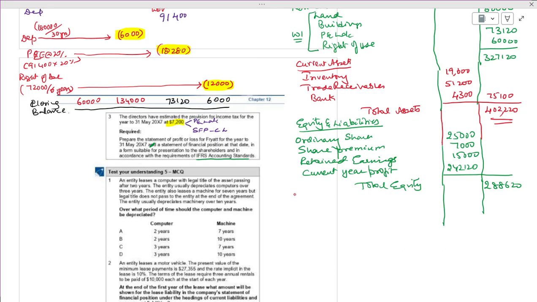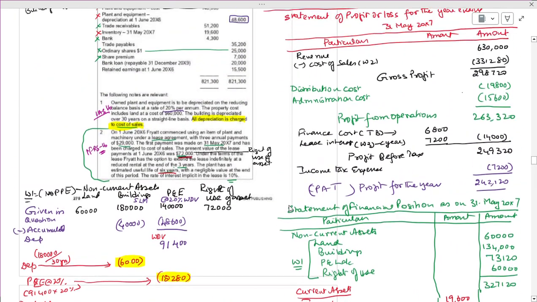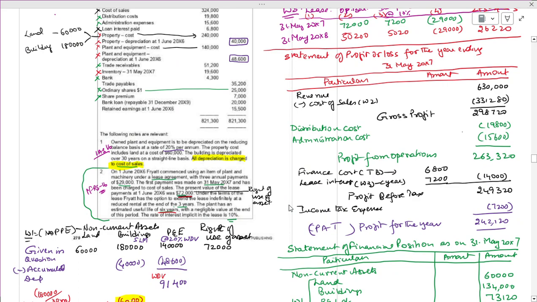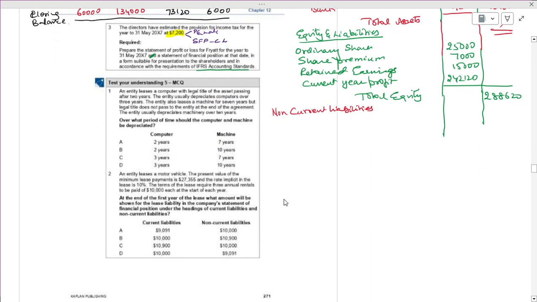Next, current liabilities and non-current liabilities. Here, be very careful. What we have done last time, you have to be focused on. Non-current liability, how much is there? Bank loan is there. How much? 20,000.